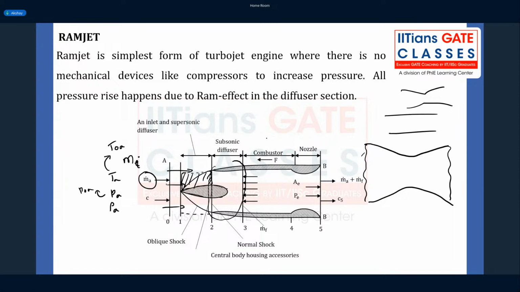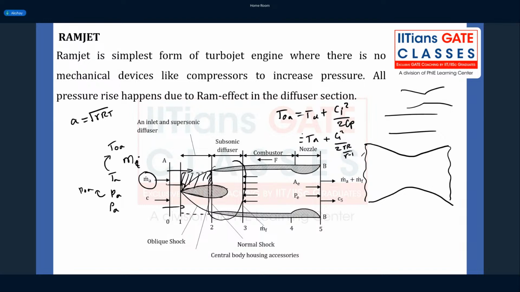So how can this be defined? We have T naught A, which is nothing but Ta plus Ci square divided by 2 Cp. We can also always write the speed of sound as root of gamma RT for calorically perfect gases. So Ta plus Ci square divided by 2 times Cp can be written as gamma R divided by gamma minus 1.